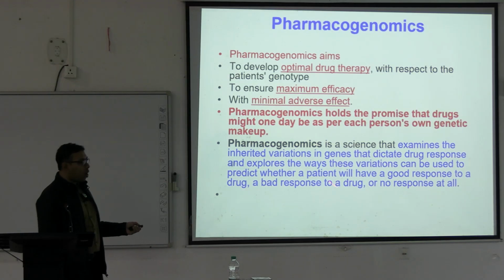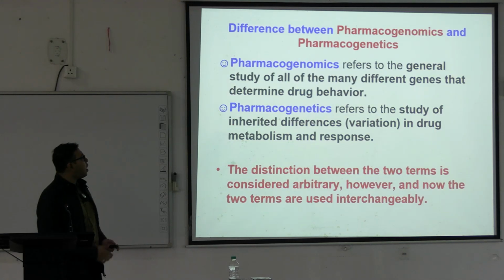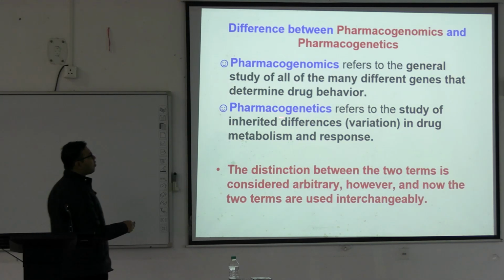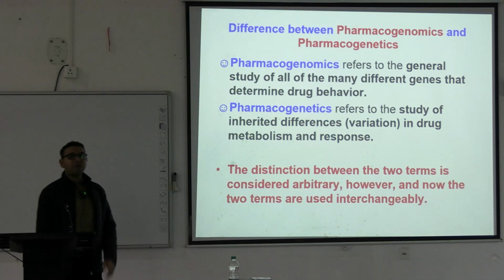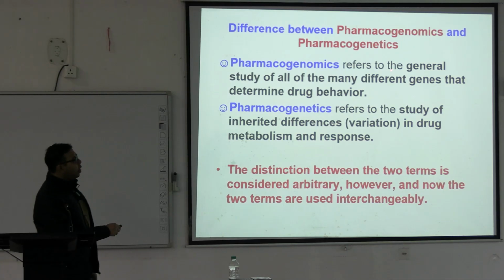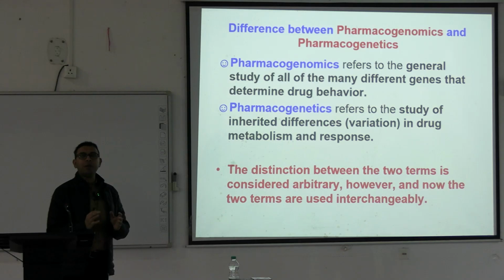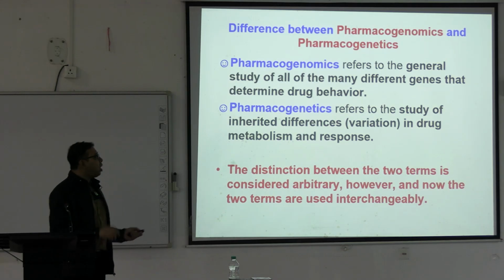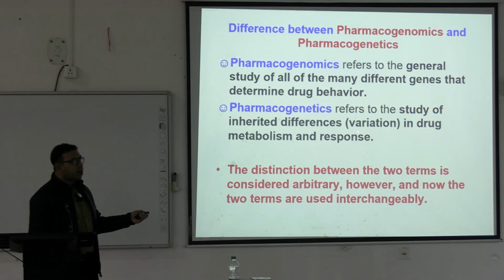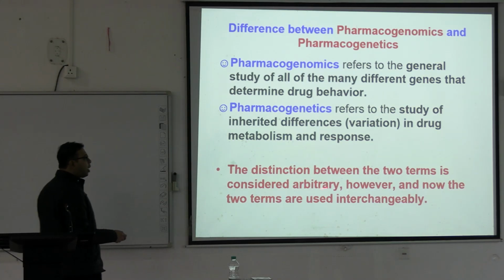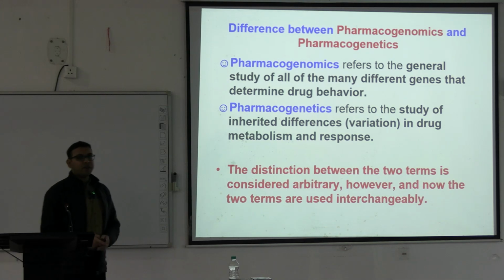Already we have said that these ultimately determine whether there is good response, bad response or no response at all. There may be another term known as pharmacogenetics, which is basically a part of pharmacogenomics. Pharmacogenomics is the general study, while pharmacogenetics is the study of the inherited differences or variation in drug metabolism and response. So a part of pharmacogenomics is pharmacogenetics, where we are basically studying the inherited variation in drug metabolism and response. The distinction is basically arbitrary, and the two terms may be used interchangeably also.